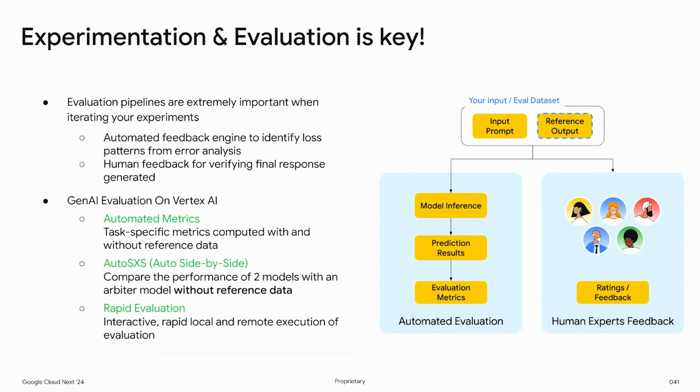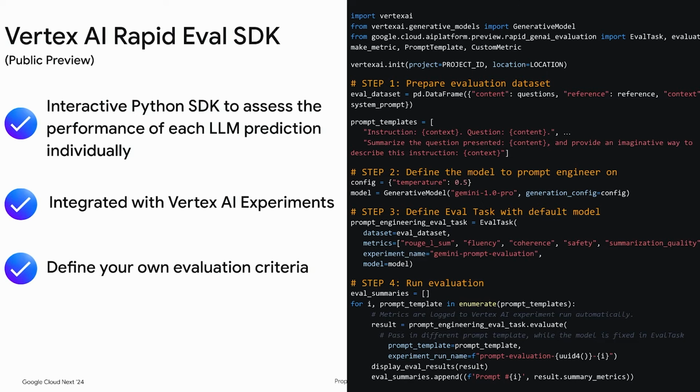If you haven't watched that, you can catch up on the recording from our Vertex AI evaluation team. But for a quick teaser, the Vertex Rapid Eval SDK is the interactive Python SDK to assess each prediction individually. It's integrated with Vertex AI Experiments and allows you to define your custom evaluation criteria, besides your pre-built evaluation metrics. And all it takes is 4 steps.